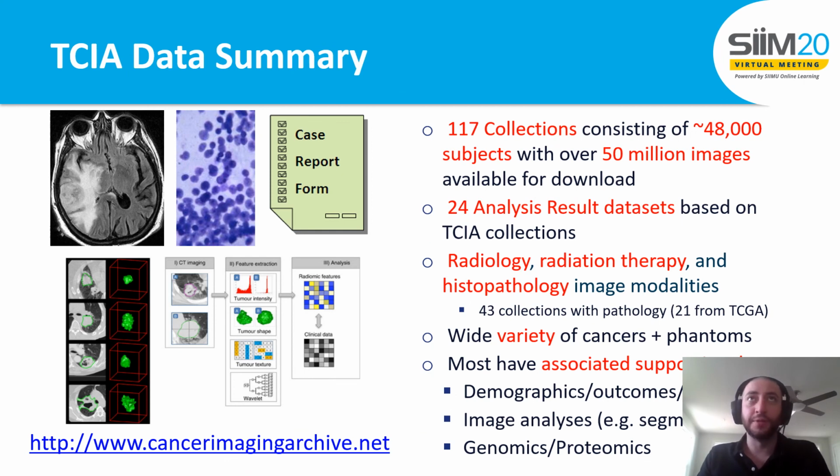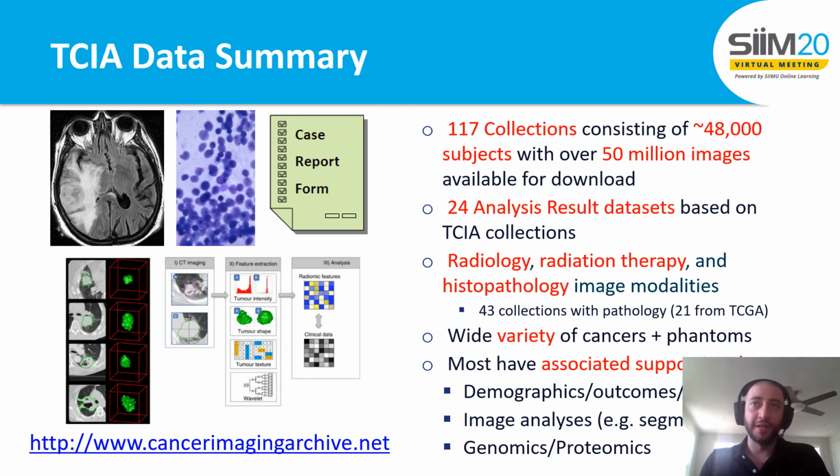In total, this has resulted in 117 collections that have been made available, consisting of about 48,000 subjects and over 50 million images. An additional 24 analysis results data sets, which are based on analyses of TCIA images. This covers, again, radiology, histopathology, also radiation therapy modalities. 43 of those 117 collections actually have histopathology imaging. This is covering a wide variety of different types of cancers, as well as phantom data.